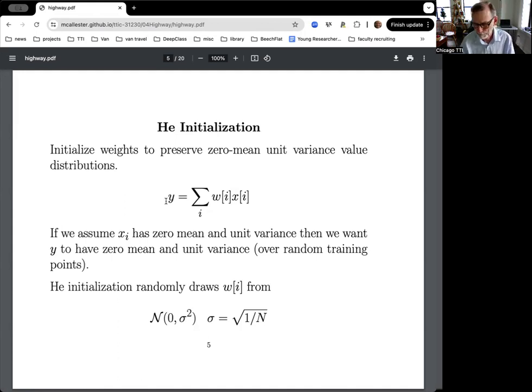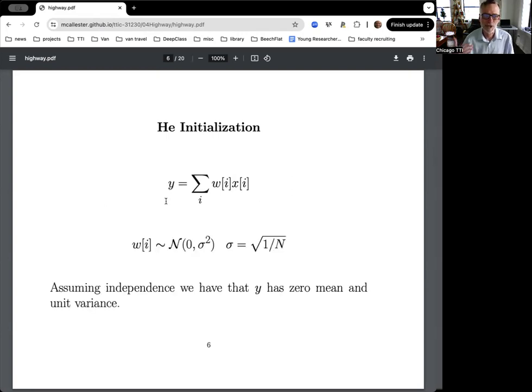And I should also say that what this is all really about is facilitating deep networks. Gradient descent and training of neural networks is much more challenging in deep networks. So we're very concerned with these deep networks. So again, this is just the formula for He initialization.